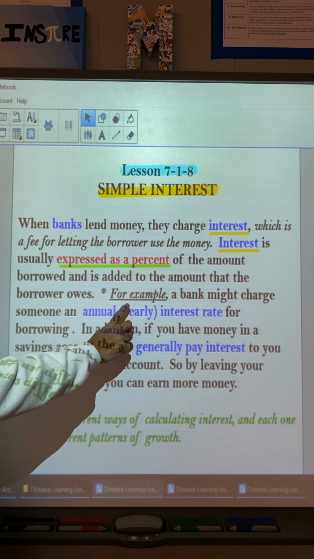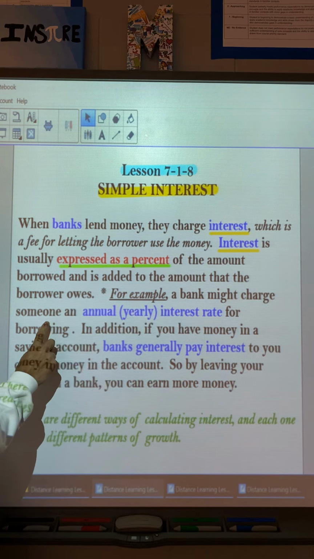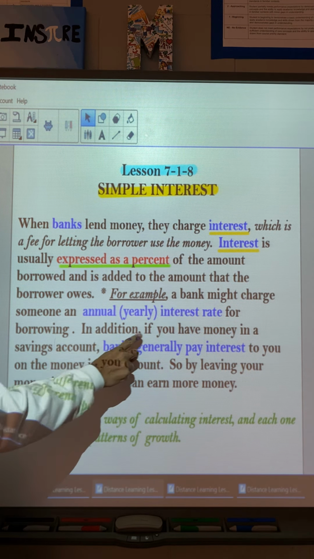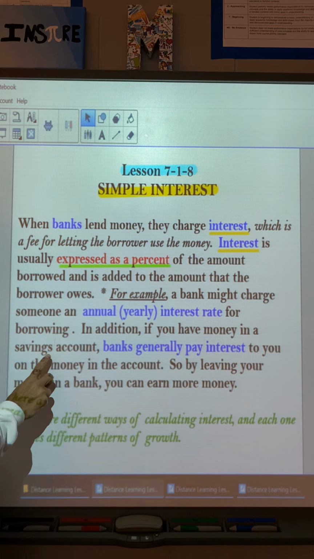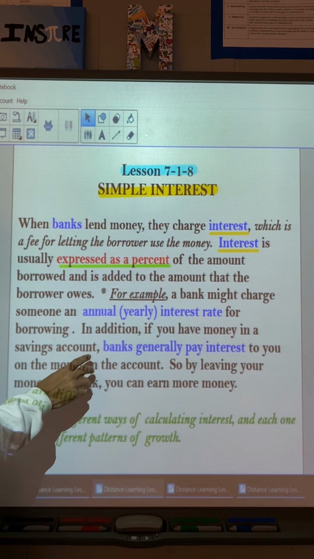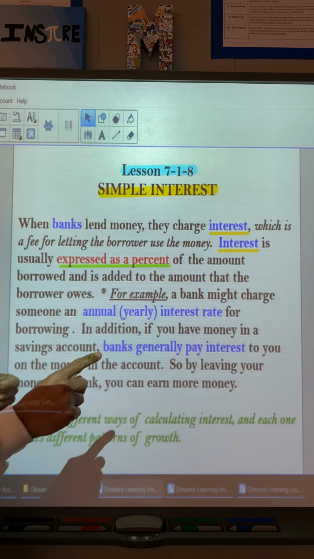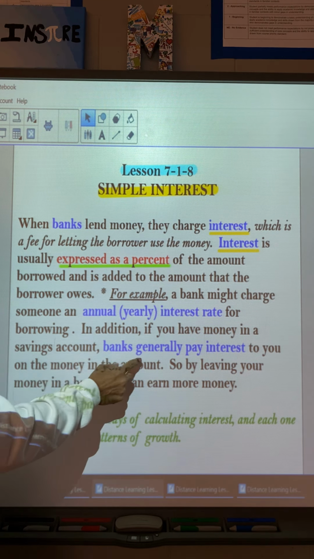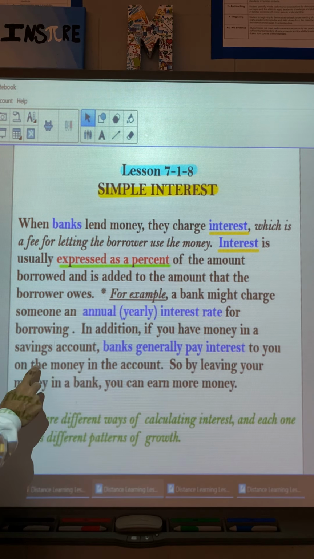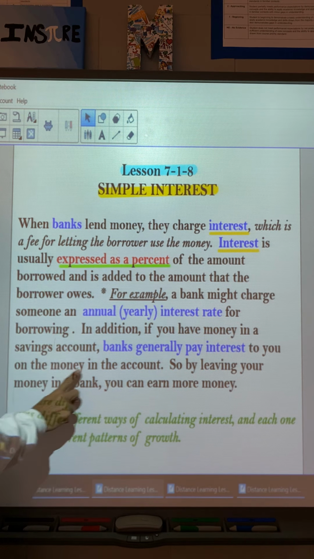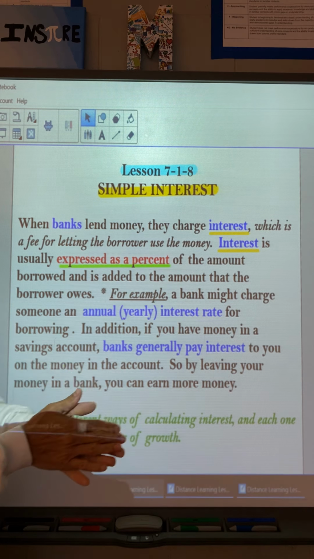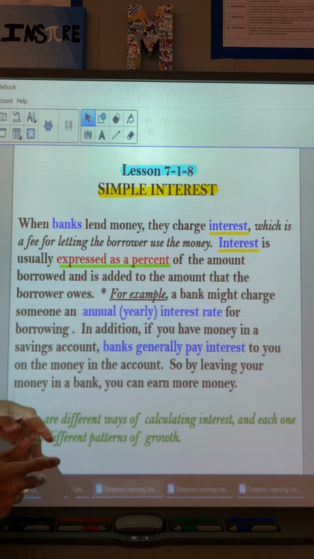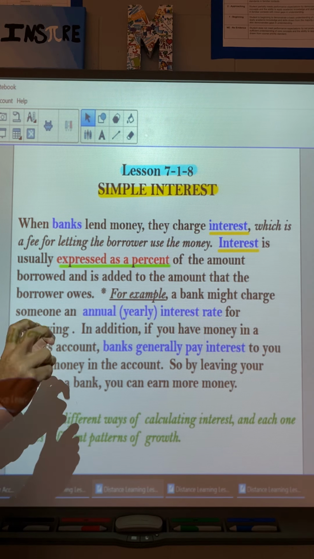My example is a bank might charge someone an annual yearly interest rate for borrowing. Now let's reverse that. Let's say you have money in a savings account. Banks will pay interest to you on the money that's in the account. So when you put money into your savings account, you accumulate interest. It's not a whole lot though. That's why savings accounts aren't a good place to make money.